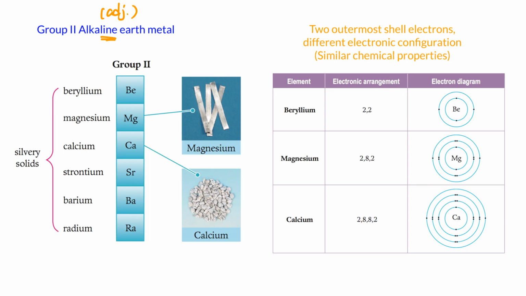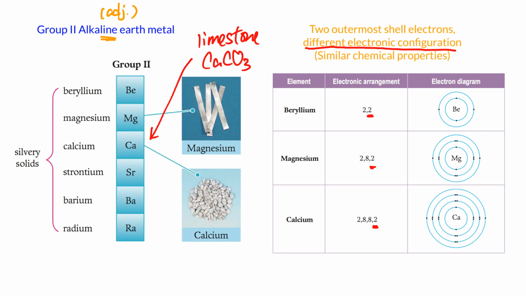One very typical example is calcium. You can find it in limestone, in the form of calcium carbonate. Mainly beryllium, magnesium and calcium are more commonly asked in the questions. You find that all of them have the same number of outermost shell electrons, but they have different electronic configurations because they have different numbers of occupied electron shells.